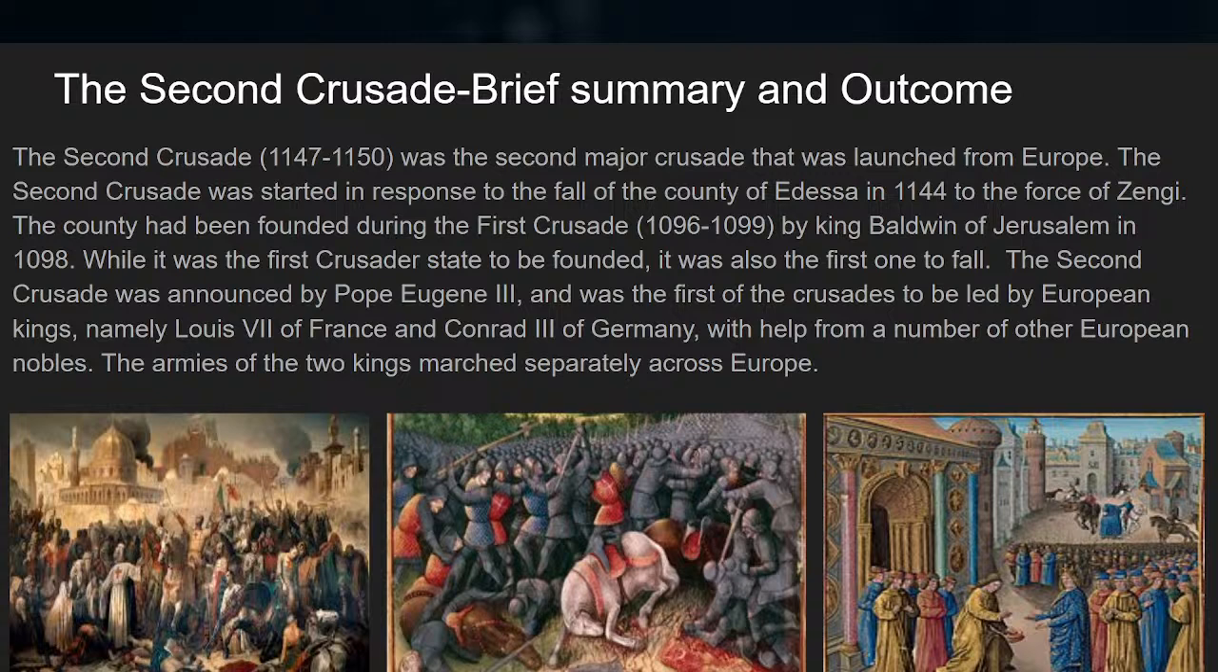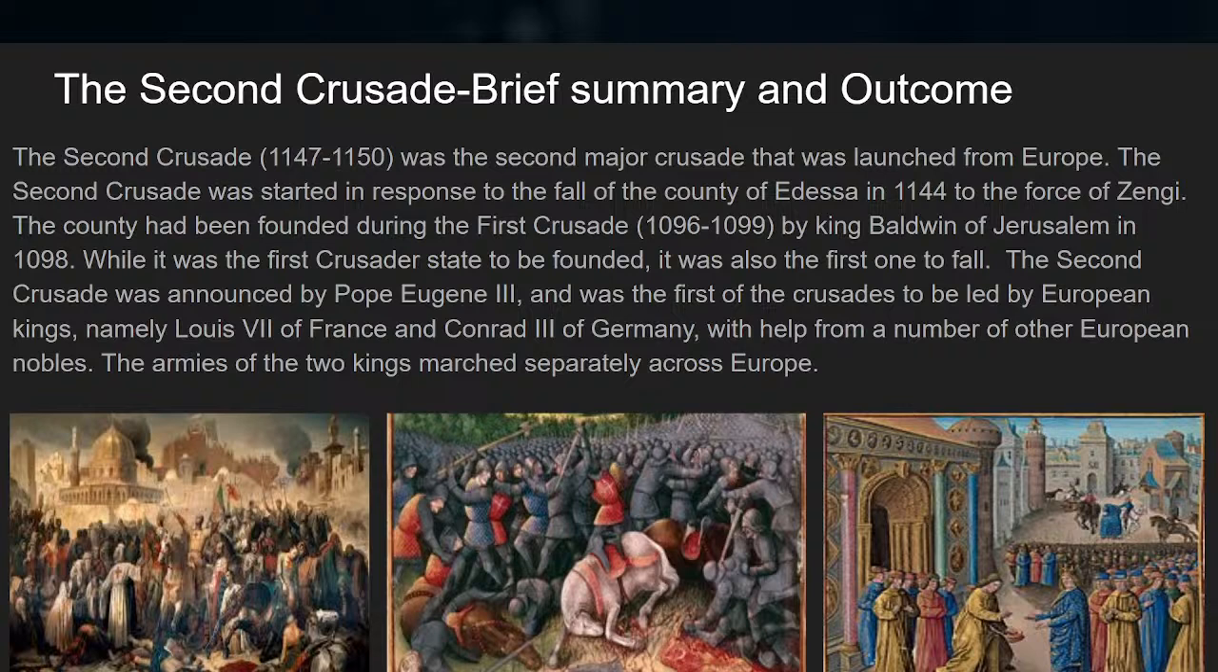The Second Crusade was announced by Pope Eugene III and was the first of the Crusades to be led by European kings, namely Louis VII of France and Conrad III of Germany. With help from a number of other European nobles, the armies of the two kings marched separately across Europe. So they marched separately all across the European continent.